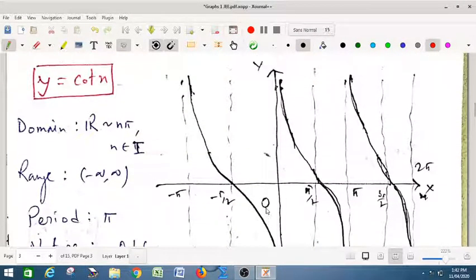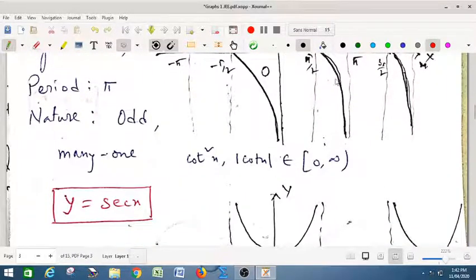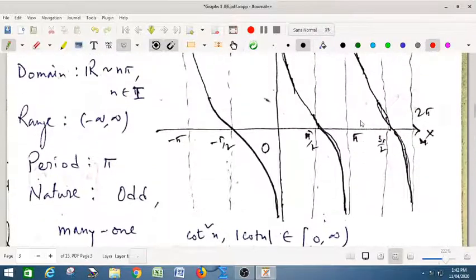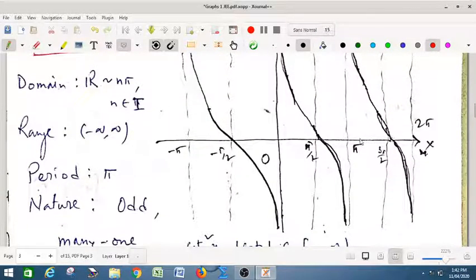Now cot x. Cot x is 0 at pi by 2, and cot x goes to infinity if x goes to 0. So look at the upper branch, it goes to infinity if x is very close to 0, and the lower branch goes to minus infinity if x is close to pi. So in this way there is a discontinuity at pi, 2 pi, minus pi, minus 2 pi, etc.